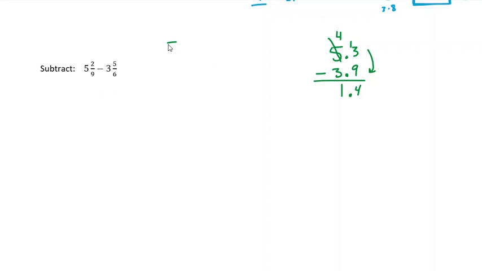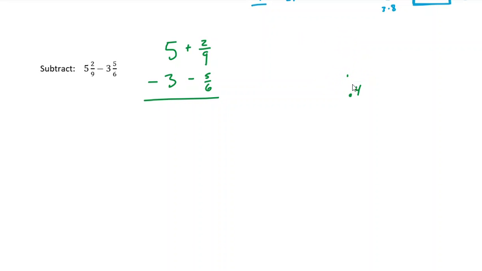here. We have 5 plus 2 ninths minus 3 and minus 5 sixths. So it's 5 minus 3 and 2 ninths minus 5 sixths. We're going to have to subtract here, but notice that 2 ninths minus 5 sixths is not going to come out right because 2 ninths is less than 5 sixths. If I was to do that subtraction as is, I would end up with a negative number. So instead, here's what I'm going to do.